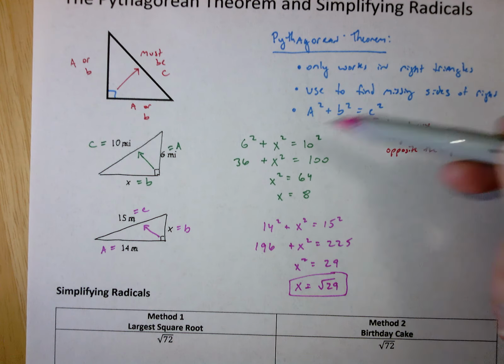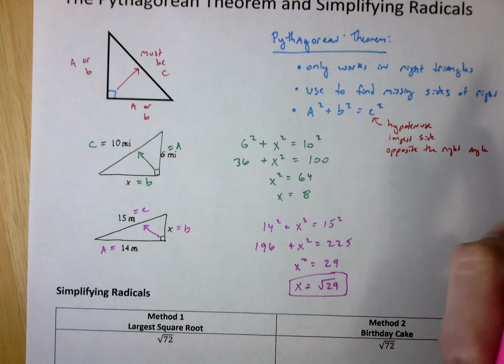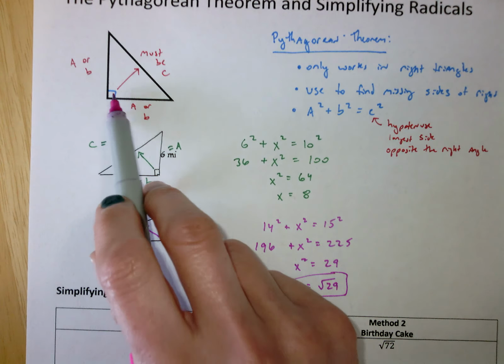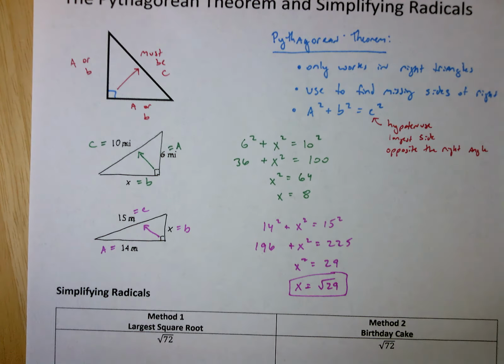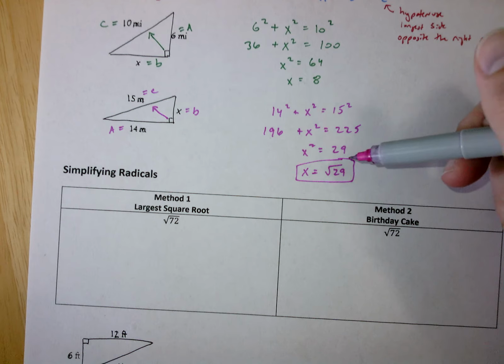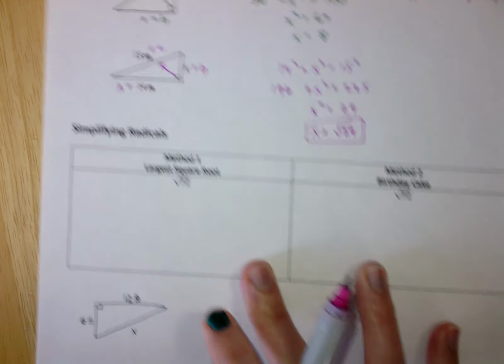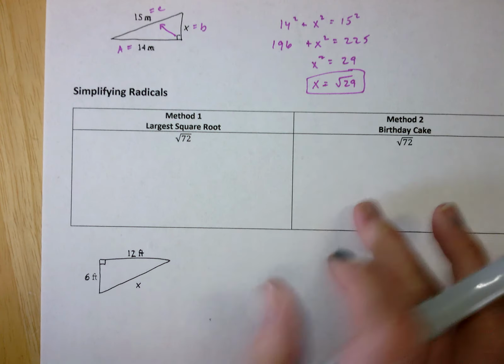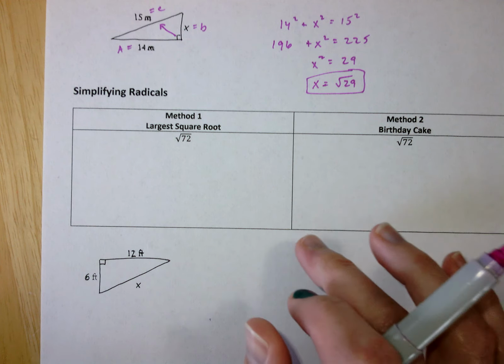Okay, so that's how you use the Pythagorean theorem. Pretty straightforward, not really difficult. You just have to pay attention to where your right angle is so that you know which side is C. Now these guys, here we get a whole number answer. Here we got a square root that doesn't simplify, but sometimes you are going to need to simplify your radical answer. So we're going to do a quick review of how to simplify radicals.